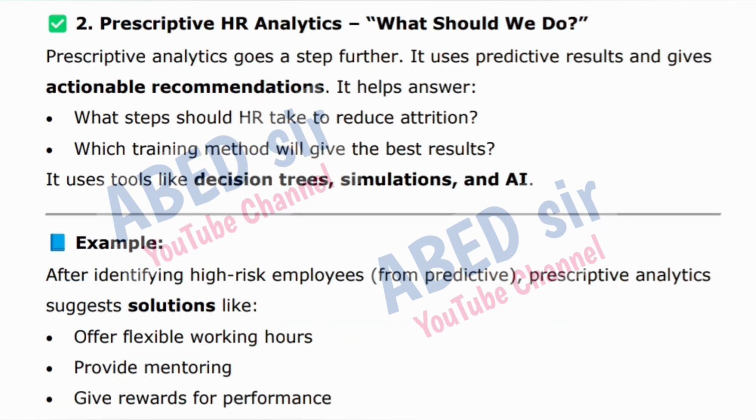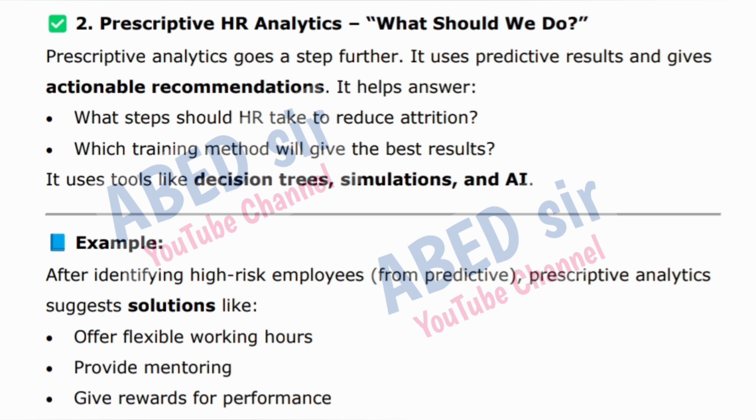2. Prescriptive HR analytics. What should we do? Prescriptive analytics goes a step further. It uses predictive results and gives actionable recommendations. It helps answer: what steps should HR take to reduce attrition? Which training method will give the best results? It uses tools like decision trees, simulations, and AI. Example: after identifying high-risk employees from predictive, prescriptive analytics suggests solutions like: offer flexible working hours, provide mentoring, give rewards for performance.